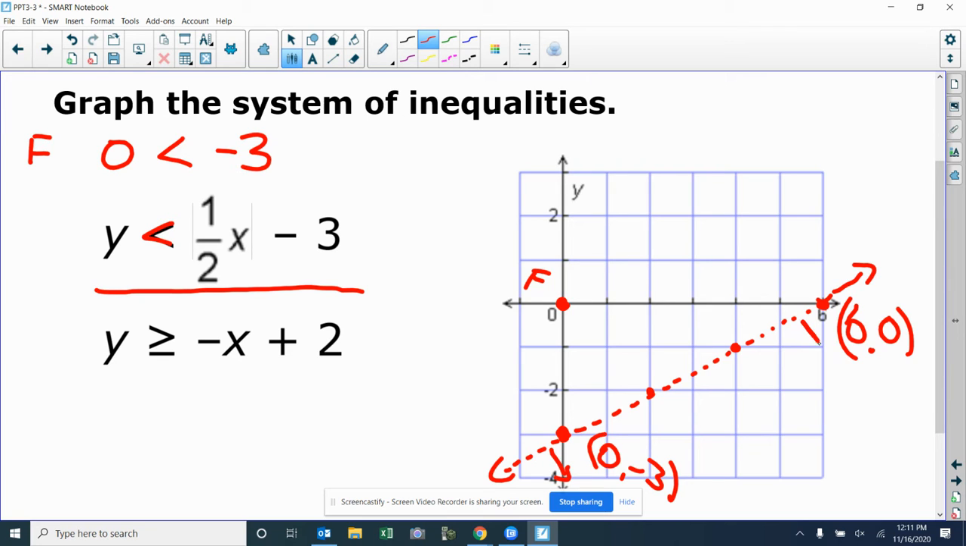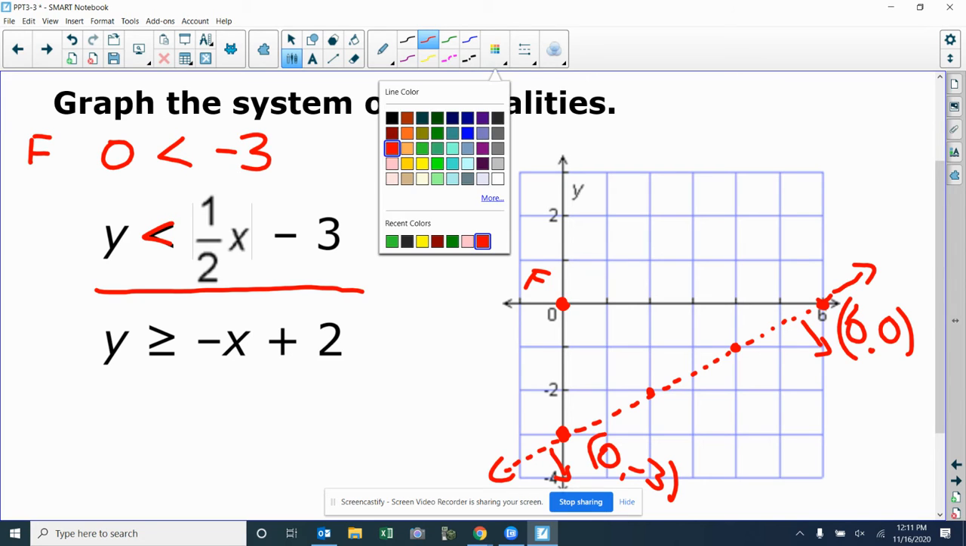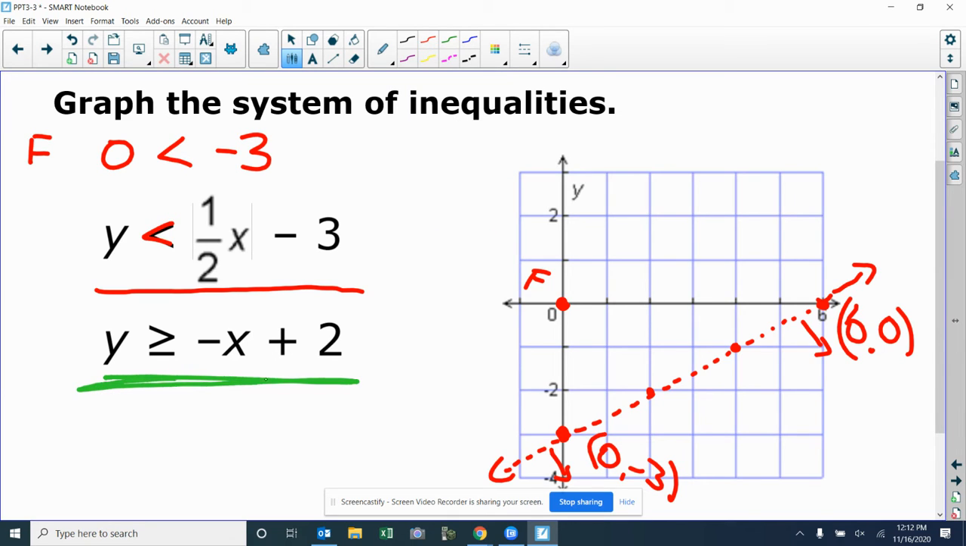Now, I'm not going to go crazy shady here because I know that the red dotted line is below. Does that make sense to you? Everybody okay? All right, let's start on our second line. Let's choose green for him. Y equals -x plus 2.